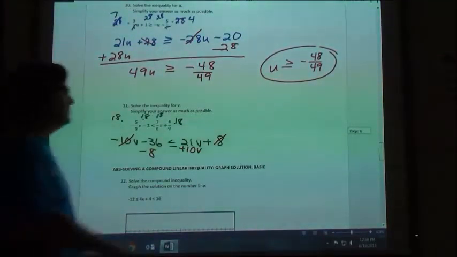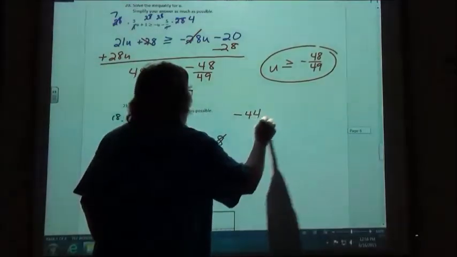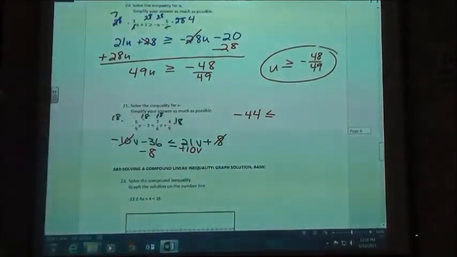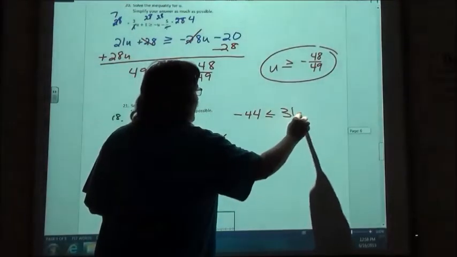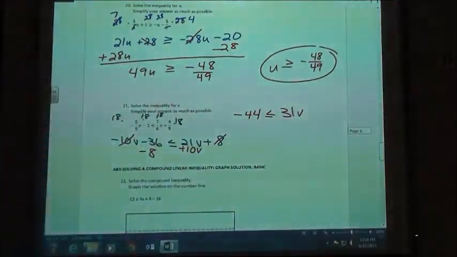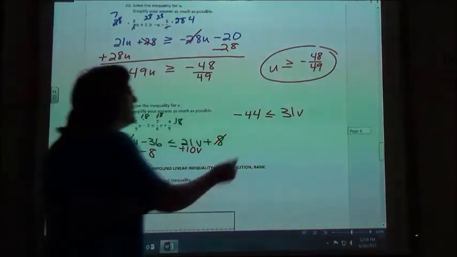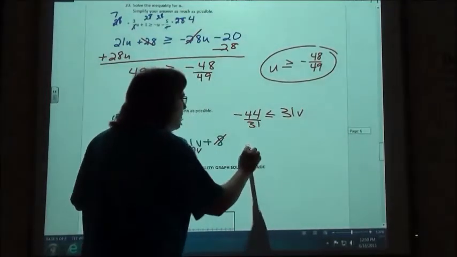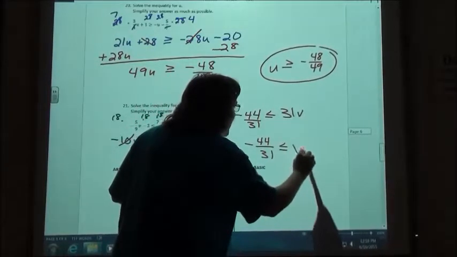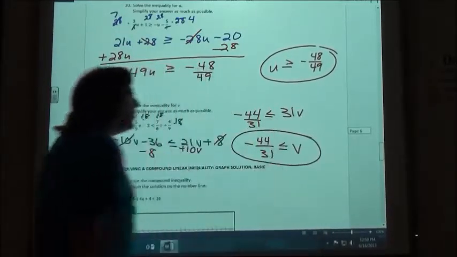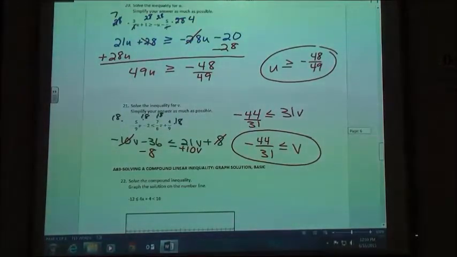Negative 44 is less than or equal to 31b. So that way I can divide by my positive 31 and I don't have to worry about flipping my sign. So negative 44 over 31 is less than or equal to b. And again, you can put it that way, or if you want to switch it around so the b is first, you could put b is greater than or equal to negative 44 over 31.